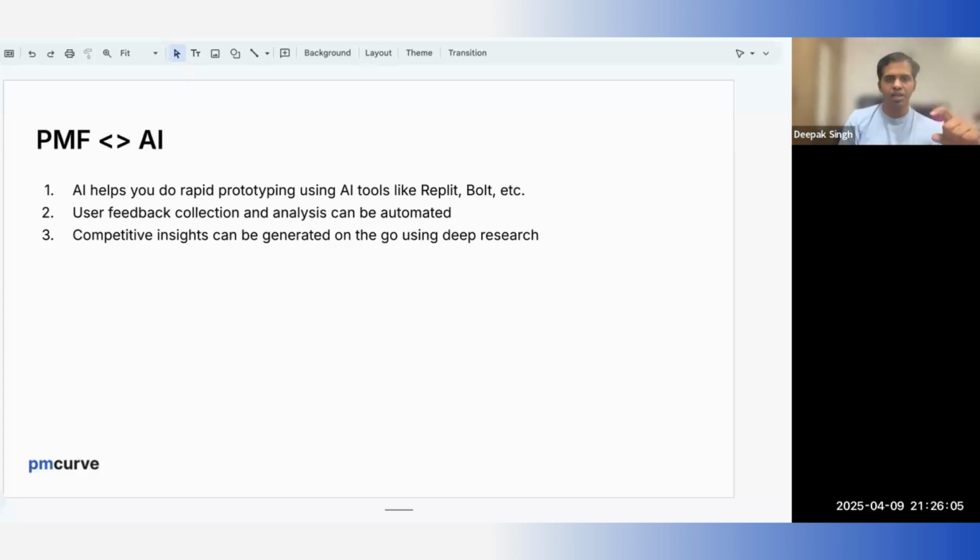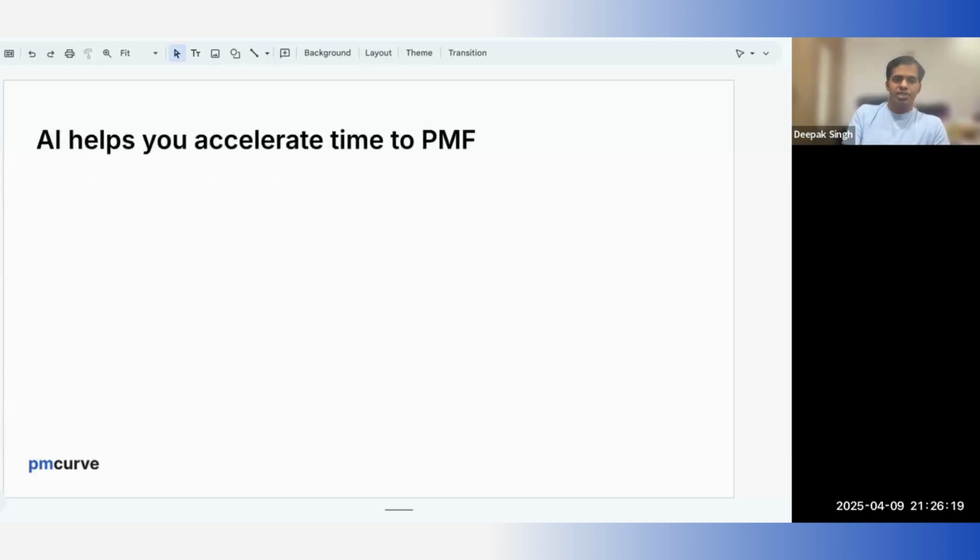So a lot of internal data, of course, you have, but you also have a lot of external data, which can get into your PMF, but it can get into a lot of other things also, even like in improving the product or retention or activation or something like that. So this is how AI changes the PMF. In short, AI helps you accelerate time to PMF by doing continuous feedback, by doing rapid prototyping using AI, and finally, by helping you do continuous competitor research.